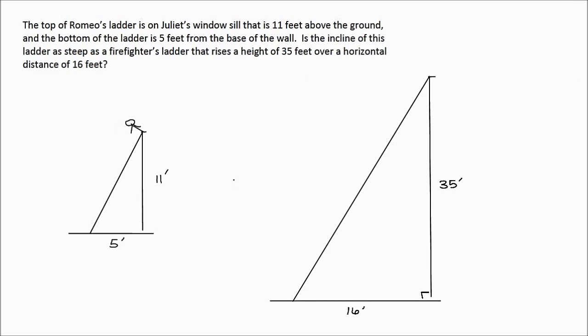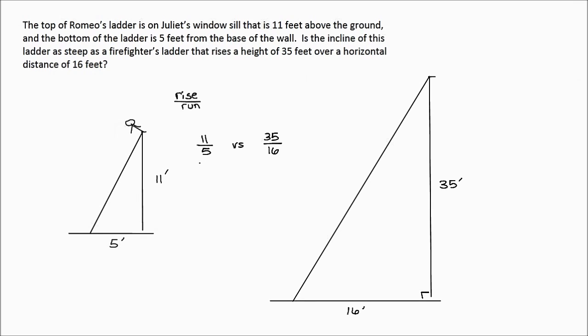To determine steepness, whenever you hear steepness, you should think slope. Really, that's what you want to compare. So the slope is rise over run. And in both cases, the rise are the vertical values, the run are the horizontal values. So you're going to look at 11 fifths versus 35 sixteenths. And you can, I suppose, grab a calculator here, but it might be a little more informative if you just write these as mixed numbers.